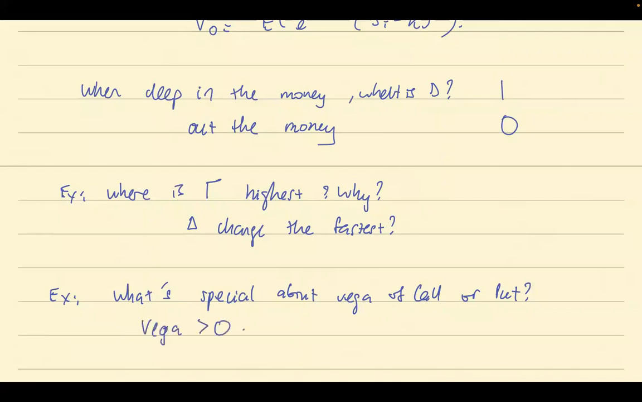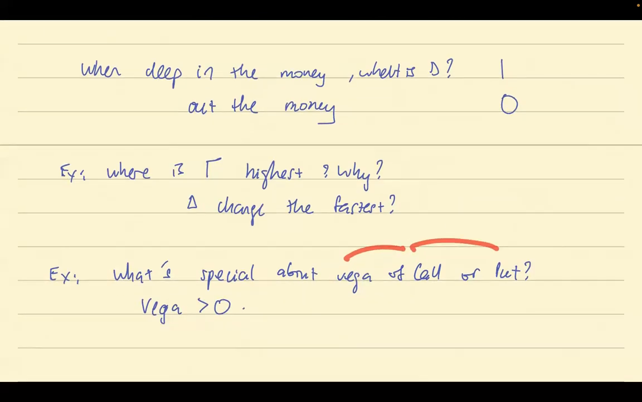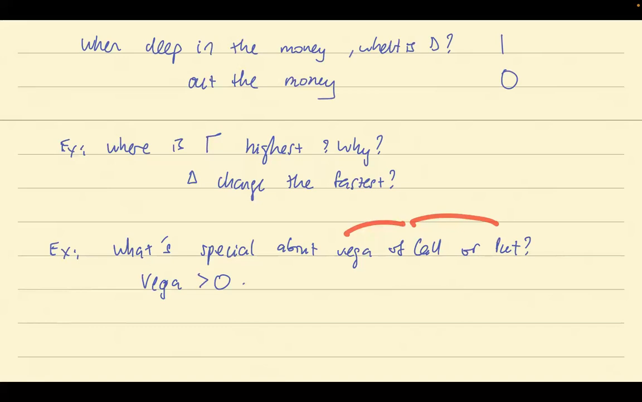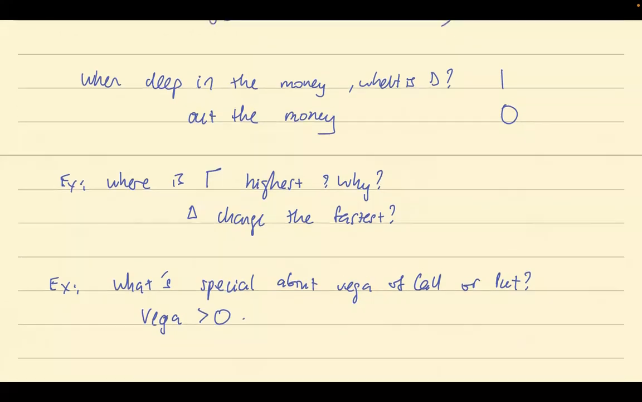Vega is always positive for either call or put. Now, first of all, how is Vega of call and put related? Yeah, I'm asking how are they related? They're the same, right? So you should know that Vega call is equal to Vega put.